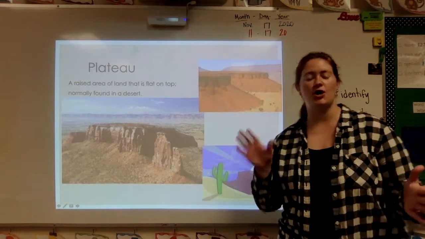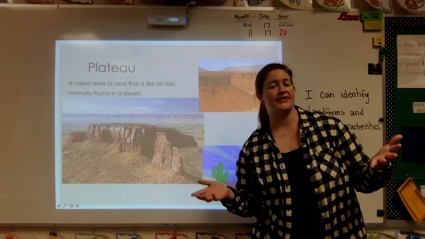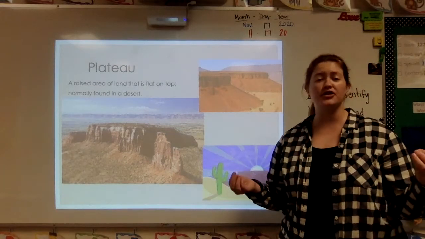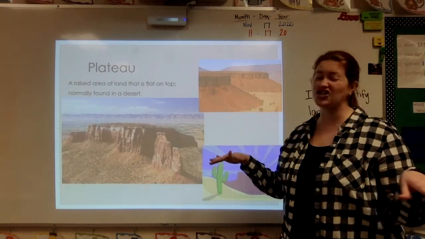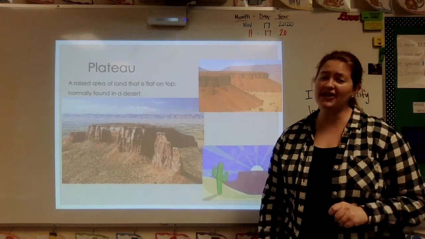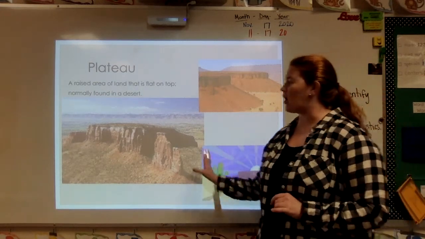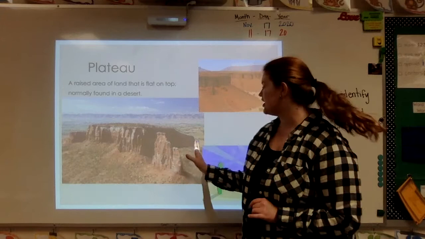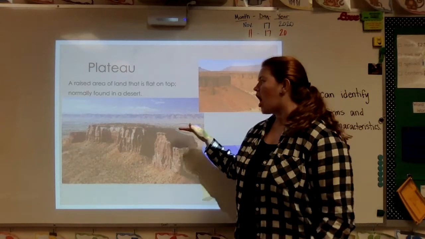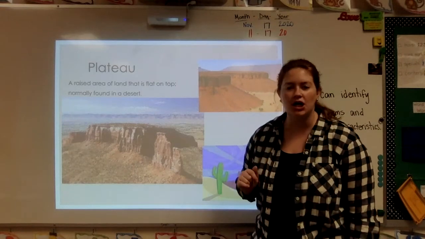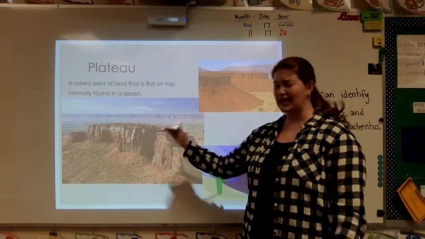A plateau. Now, a plateau is also a raised area of land. That means it's taller than the other land around it, except this time it is completely flat on top, and we normally find it in a desert. So here are some examples of a plateau. I can see with this plateau right here, it is definitely taller than the land around it. It is raised, but oh my goodness, it is flat on top. Yeah, it might be a little bumpy, but for the most part, that's pretty flat.